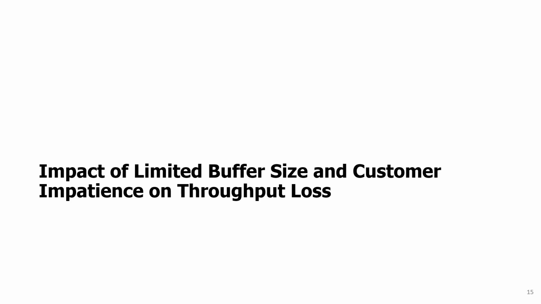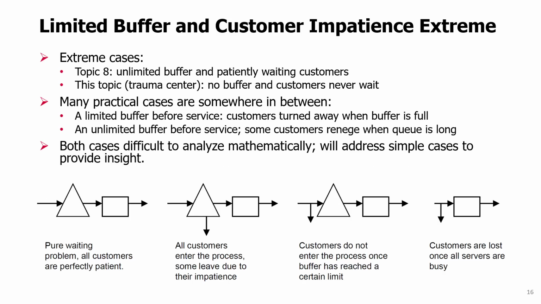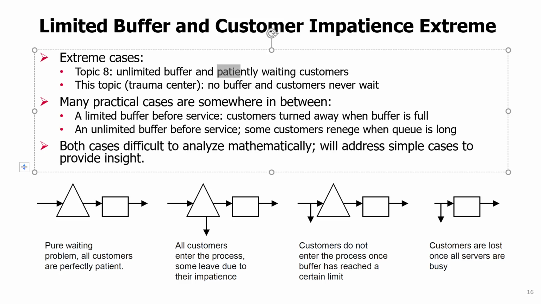Impact of limited buffer size and customer impatience on throughput loss. In the previous topic, we considered the unlimited buffer and patiently waiting customers, and we were only calculating the average waiting time. In this topic, we consider the other extreme case, which is no buffer and customers can never wait. So if all servers are busy, the demand is lost.